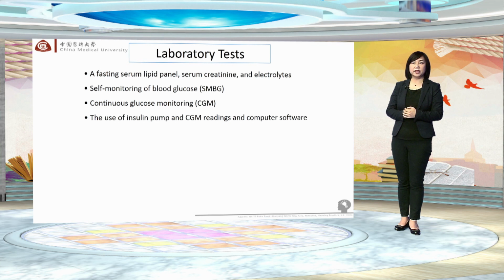Dexcom CGM has been approved by FDA for use by patients to adjust insulin based on CGM readings. The use of insulin pump and the CGM readings and computer software can adjust the insulin automatically, known as the artificial pancreas. CGM can also be used in patients with type 2 on multiple daily injections. Limitations of CGM are that it cannot predict accuracy of blood glucose when less than 3.9 millimole per liter.